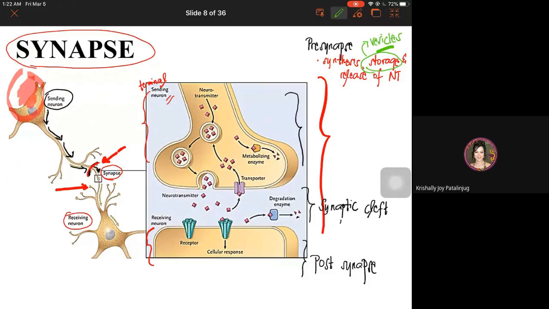Alright? And then the release is via the process called exocytosis. Again, release of neurotransmitters is via exocytosis. Okay? So let me repeat. The storage is in the form of vesicles, then release of neurotransmitters is through exocytosis. Still under the presynapse.